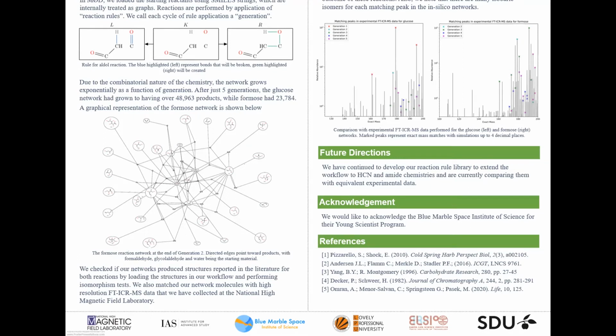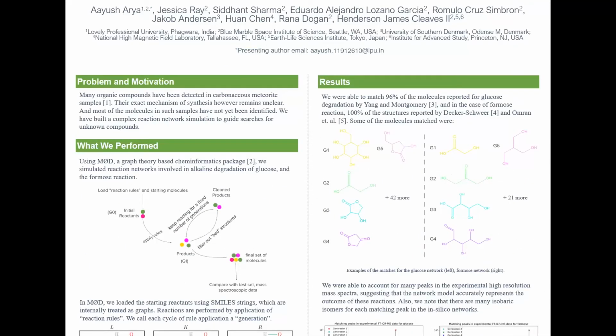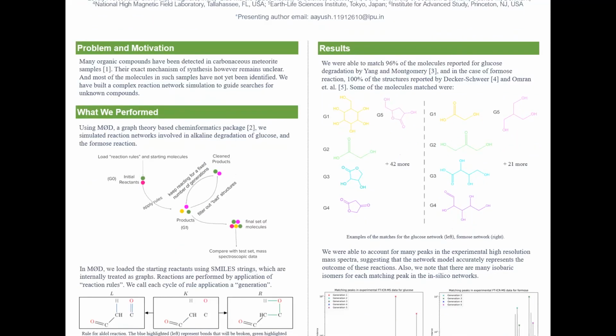To test the accuracy of the simulations, we checked if our network was producing molecules that have been reported in analytical studies in the literature. We also compared with high-resolution mass spectrometric data that we collected at the National High Magnetic Field Laboratory. We were able to match 96% of the molecules reported for glucose degradation by Yang and Montgomery, and in the case of the formose reaction, 100% of the structures reported by Decker and Weber and Almanidol.